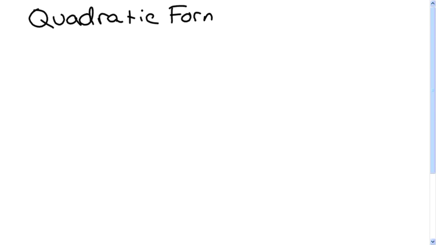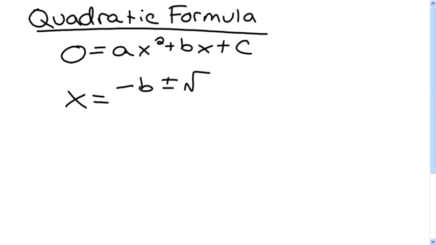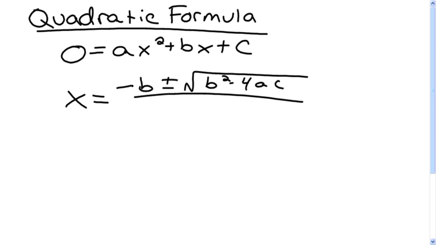Keep in mind your quadratic formula solves for x. The quadratic formula solves for x when it equals 0. 0 equals ax squared plus bx plus c. And my equation then is x equals the opposite of b, plus and minus the square root of b squared minus 4ac, all over 2a. Be cautious with the part that's underneath the radical, the b squared minus 4ac.